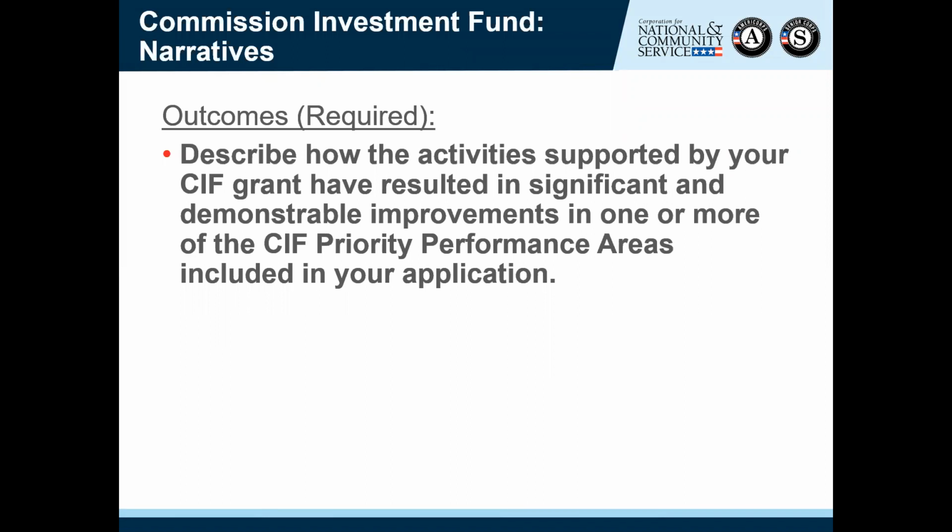The prompt is, describe how the activities supported by your KIF grant have resulted in significant and demonstrable improvements in one or more of the KIF priority performance areas included in your application. Numerical data is welcome if you have it, but if not, qualitative descriptions work fine also.